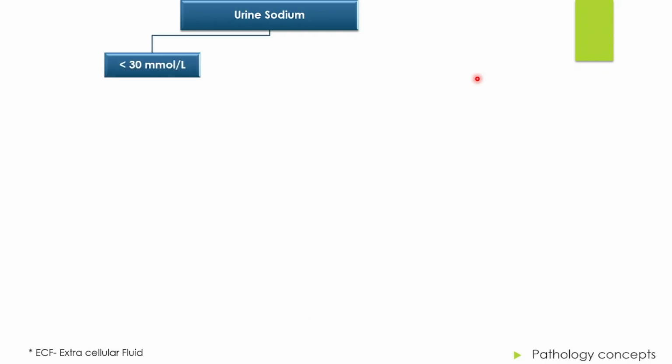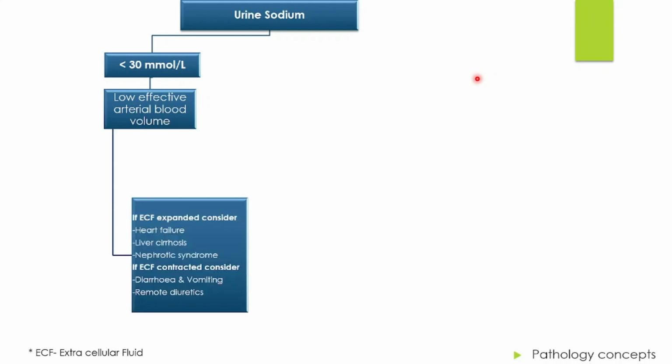If the urine sodium value is less than 30 millimole per liter, then effective arterial volume would be low, and the causes of this low effective arterial blood volume are heart failure, liver cirrhosis, nephrotic syndrome, diarrhea and vomiting, and remote diuretics. If the extracellular fluid is expanded, then the causes are heart failure, liver cirrhosis, and nephrotic syndrome. And if the extracellular fluid compartment is contracted, then the causes are diarrhea and vomiting.